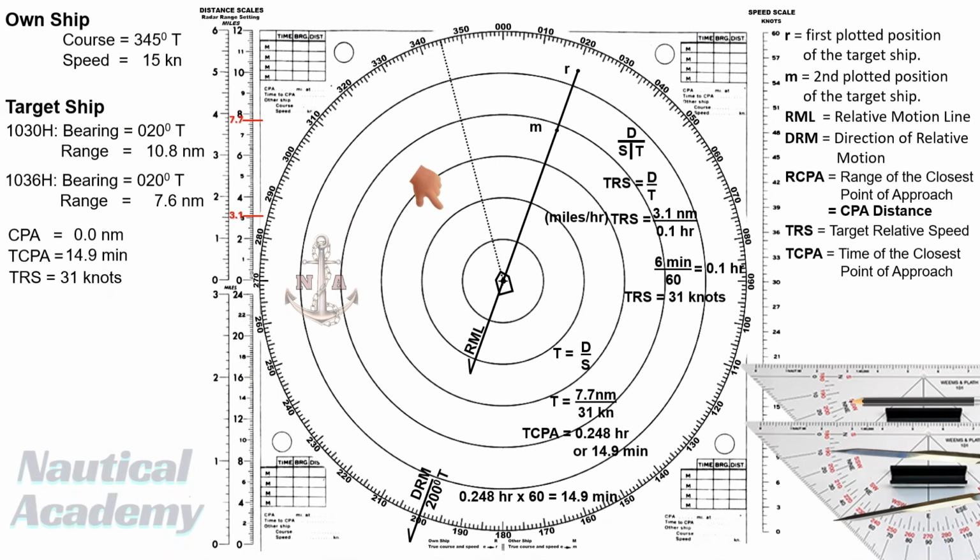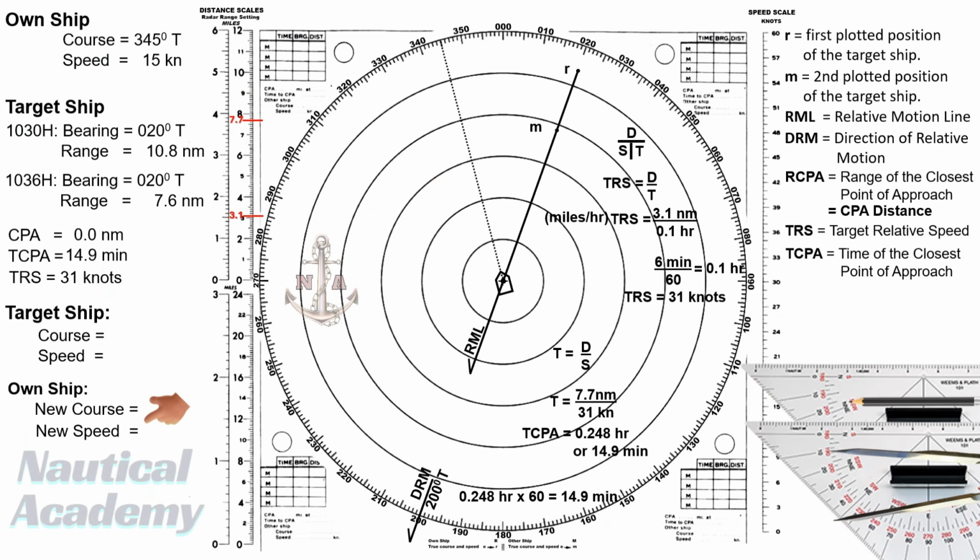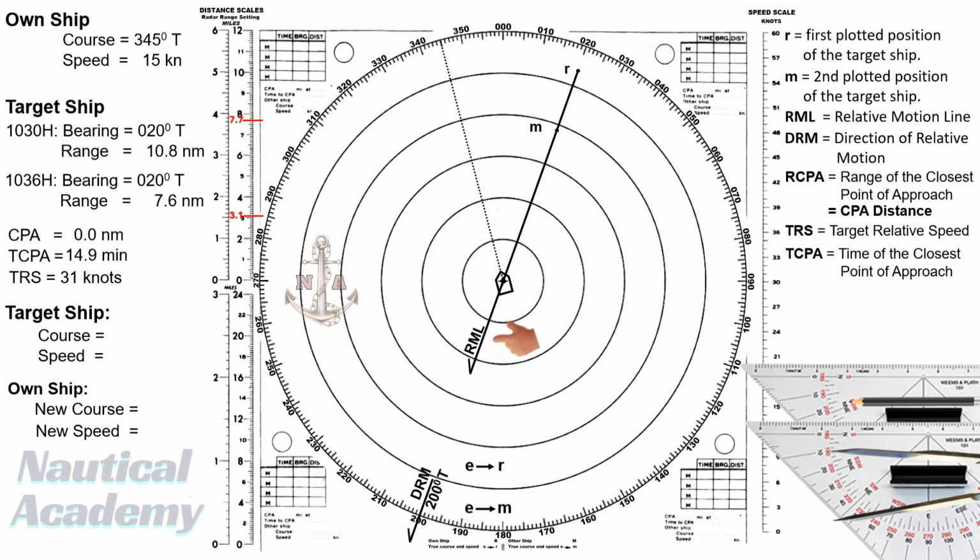In this video, we will determine the target's true course and speed. It includes the necessary steps to determine own ship's new course to steer and new speed to avoid risk of collision and maintain a safe passing distance. Before we proceed, let's first familiarize ourselves with the following symbols.